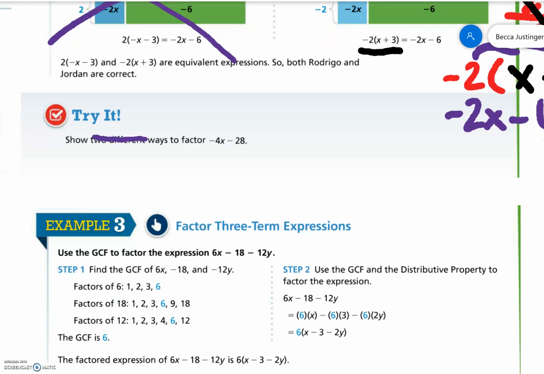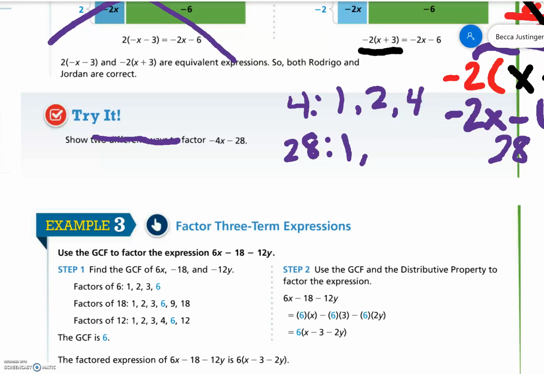So instead of showing two different ways, we're just going to factor negative 4x minus 28. So I'm trying to find the factors of 4 and 28. So I know 4 is 1 and 4 and 2 times 2. 28 is 1 and 28, 2 and 14. Does 3 go into 28? 4 goes into 28. 4 and 7. Does 5 go into 28? Nope. Does 6 go into 28? Nope. So then I'm looking for my biggest number that they both have in common.